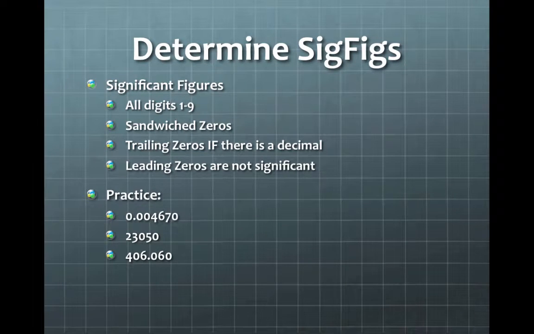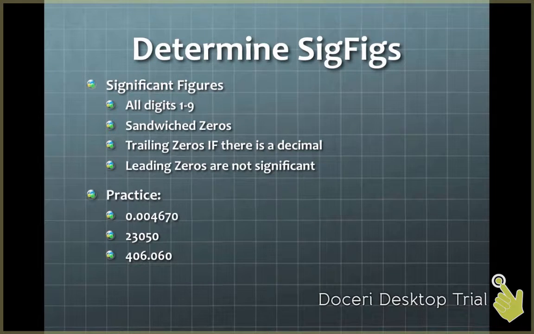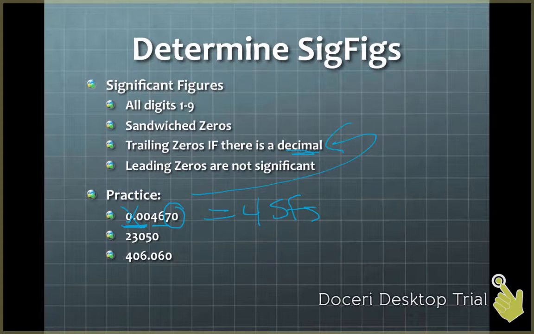Now, let's practice a little bit. So we have some leading zeros. Leading zeros are never significant. Then we have 4, 6, 7. Numbers are always significant, but then we have a trailing 0. So we need to come back up here and look. Trailing zeros are significant if there's a decimal. This number contains a decimal, so that 0 is significant. So that gives us 4 significant figures.